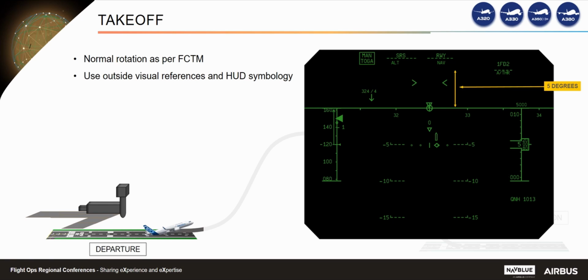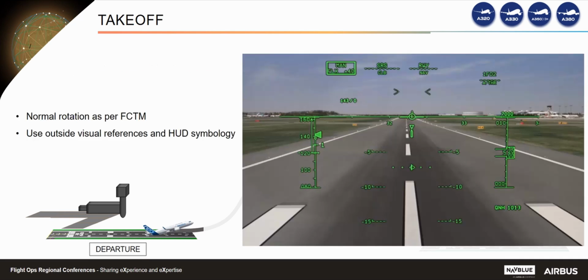To monitor the rotation, the pilot flying uses the outside visual references and the HUD symbology. The pilot flying controls the pitch attitude target on the HUD. Let's now come back to the takeoff roll video.